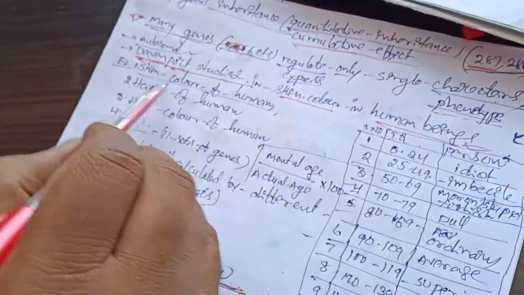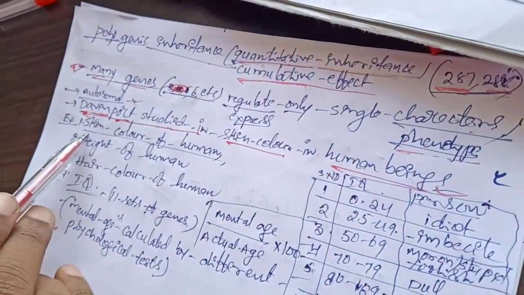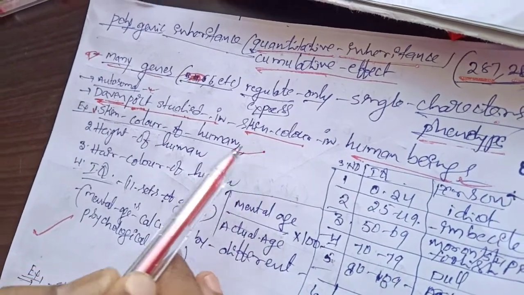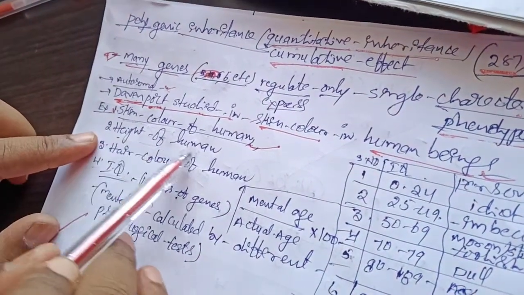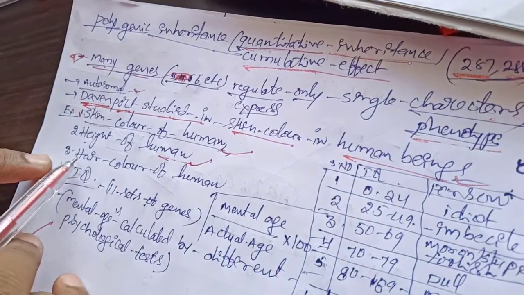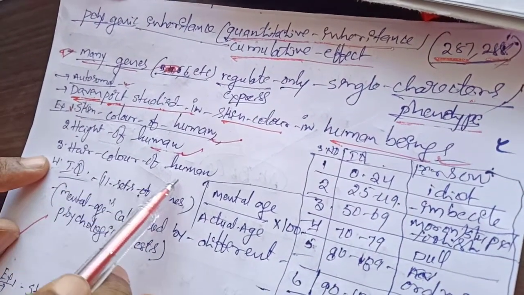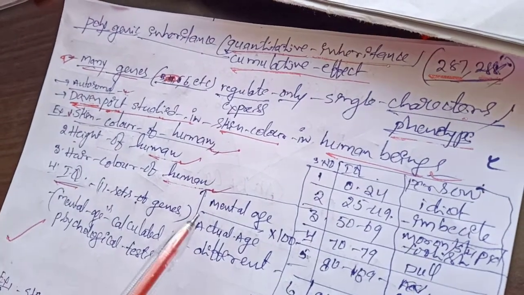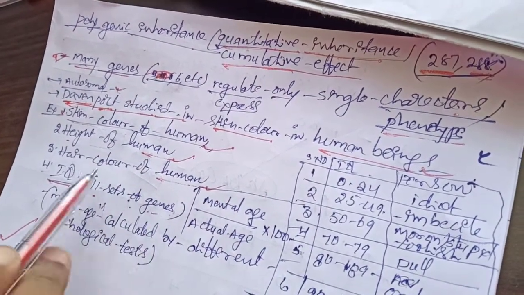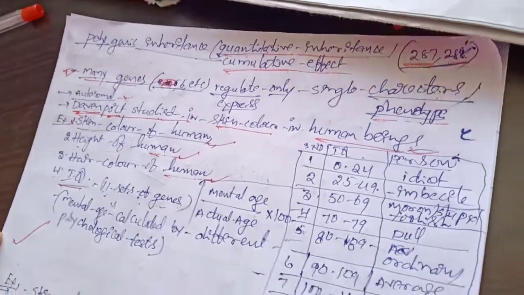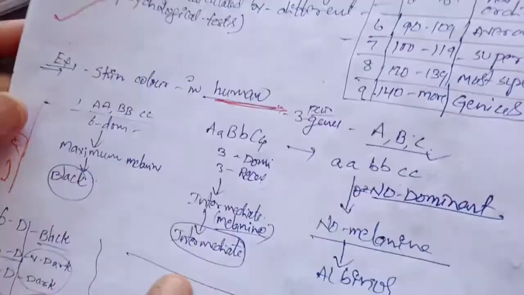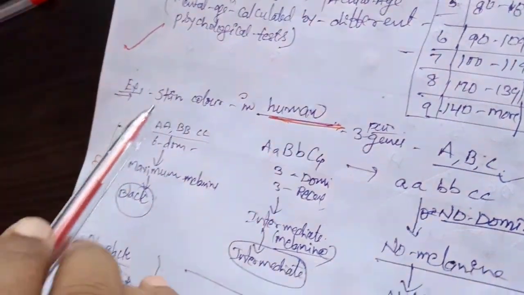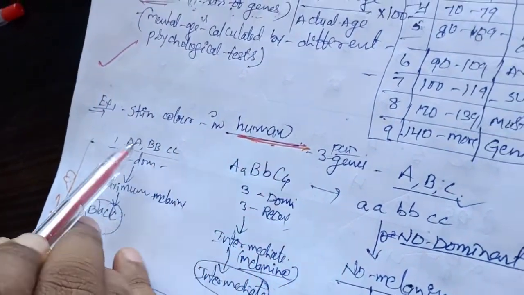Now if you observe some examples of polygenic inheritance, the first is the skin color of humans. The second is the height of human beings. The third is the hair color of humans. And IQ, meaning intelligence quotient, is regulated by 11 sets of genes. Now we will see one example here: the skin color of human beings.